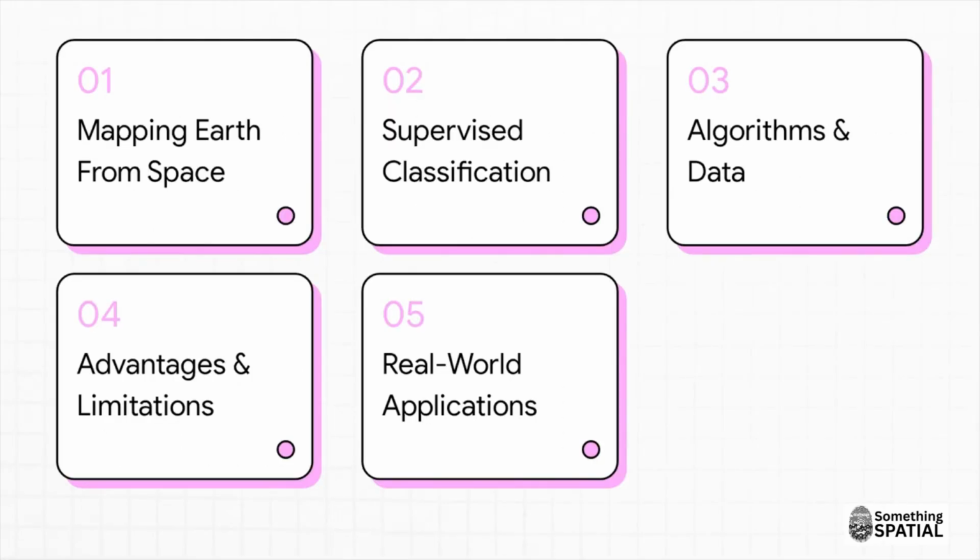Here is a quick look at our agenda for today's explainer. 1. Mapping Earth from space. 2. What is supervised classification? 3. Algorithms and training data. 4. Advantages and limitations. And finally, 5. Real-world applications.